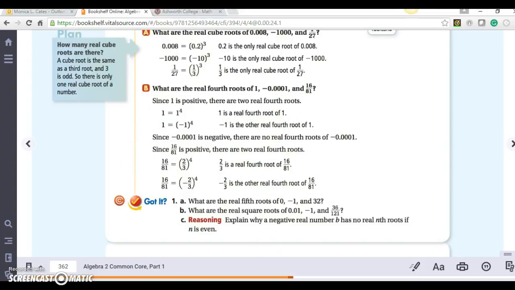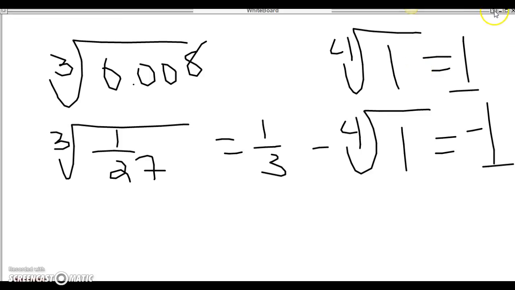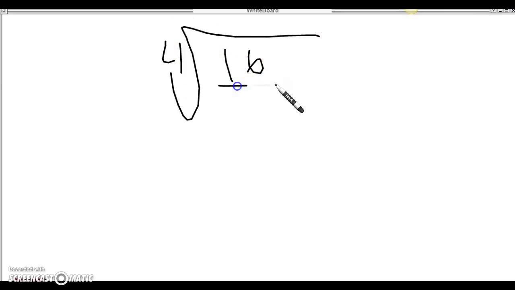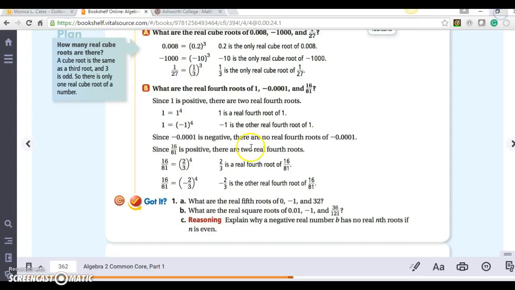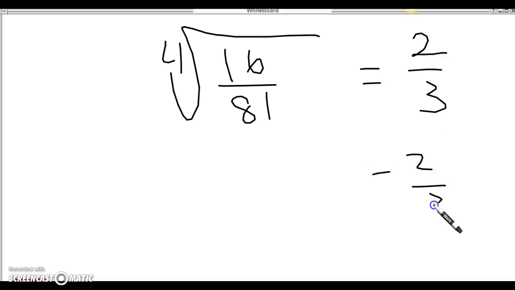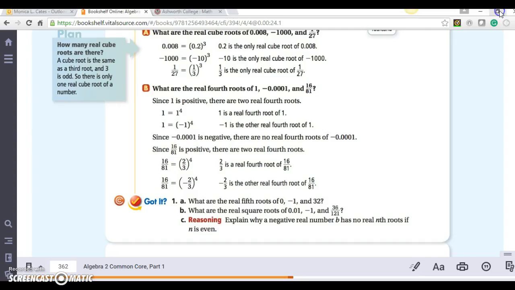The next one is the fourth root of 16 over 81, and that would be 2 over 3, because 3 to the 4th power is 81 and 2 to the 4th power is 16. And I also get negative 2 over 3 as well, because the negative can also be a 4th root. Okay, so now let's do the guided practice on our own.